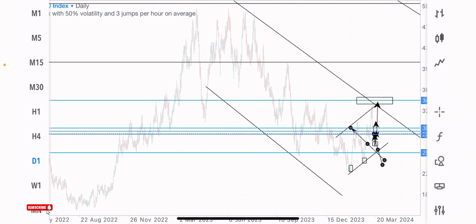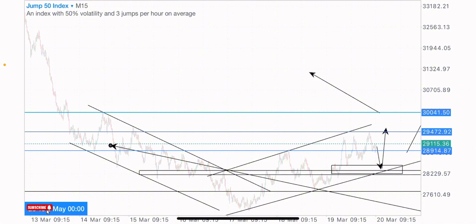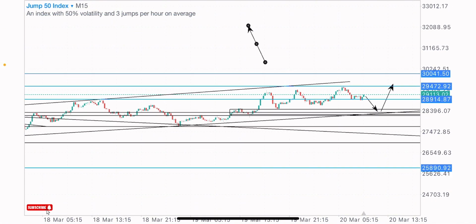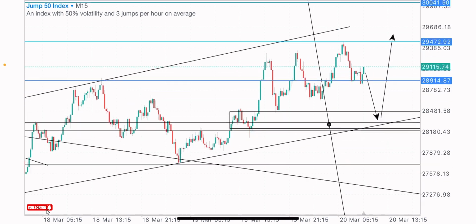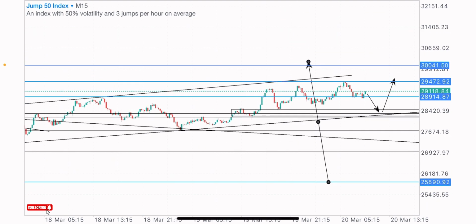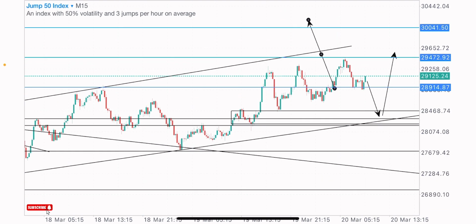So that's it, guys. That's my market view and market breakdown on jump 50 index. Price action basically was able to analyze this index from a higher time frame down to a lower time frame, looking out for possible trade opportunities and identifying our entry points.